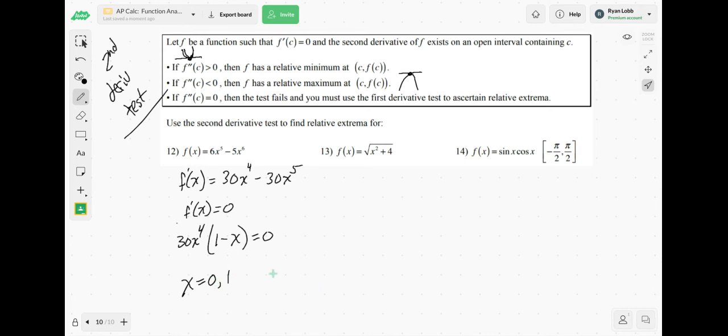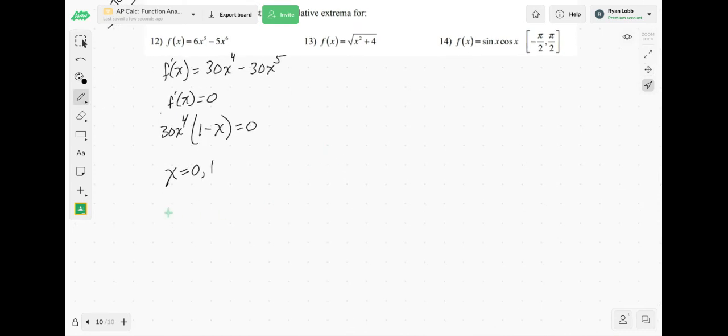And now, what about f double prime? If I look at f double prime of x, that would be 120x to the third minus 150x to the fourth. Let's see, f double prime of 0. That's a possible candidate. f prime is 0 at 0, so f double prime of 0 is equal to 0. In this case, the second derivative test doesn't tell me if there's a maximum there. I have to go back to the first derivative test, so we'll do that in a sec.